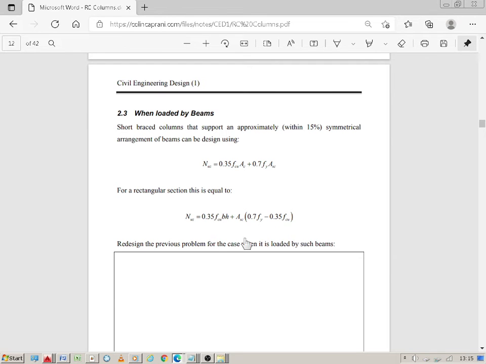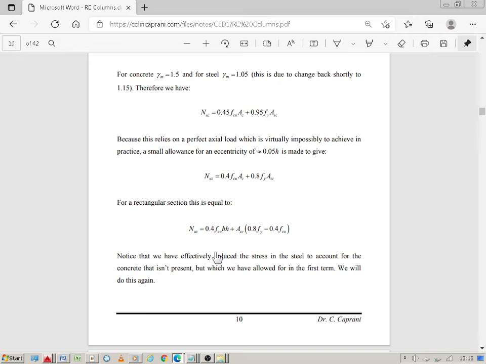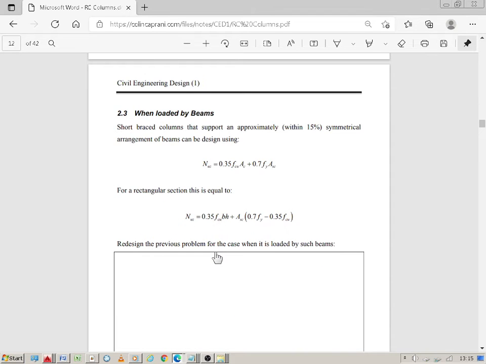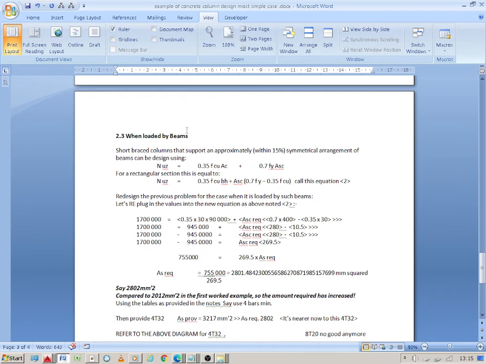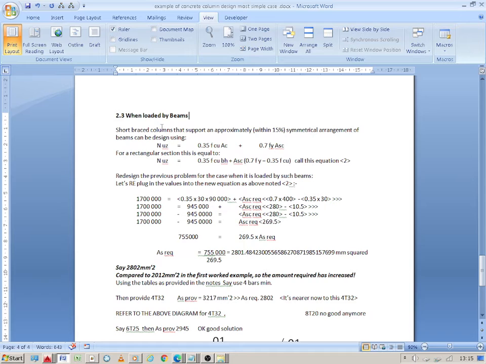So basically it's reducing the allowable stresses because of the beams. I've done the solution for this as well. When loaded by beams, a short braced column that supports an approximately symmetrical arrangement of beams, within 15%, can be designed using NUZ equals 0.35 FCU AC plus 0.7 FY ASC. For a rectangular section, this is equal to NUZ equals 0.35 FCU BH plus ASC times (0.7 FY minus 0.35 FCU). Call this equation 2.